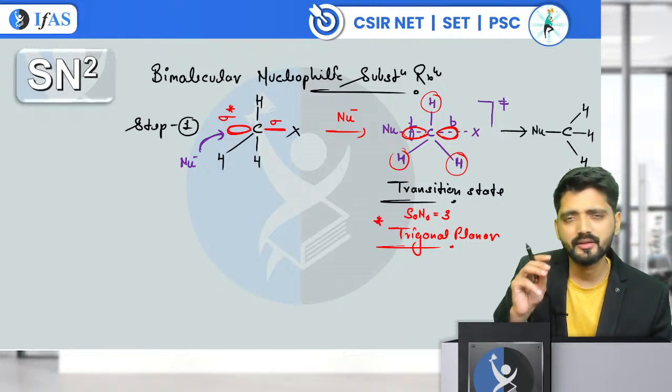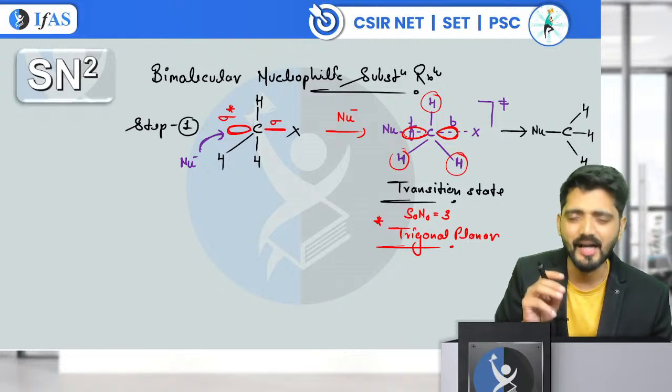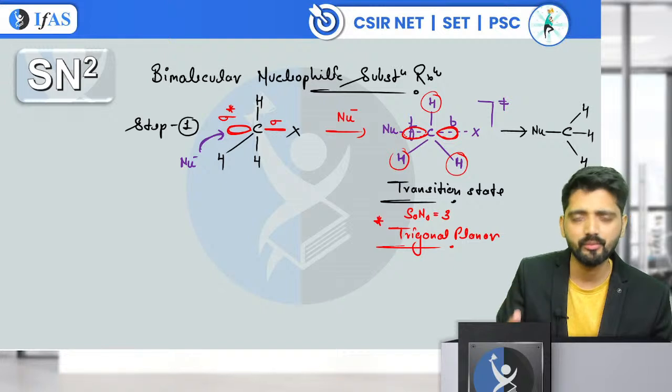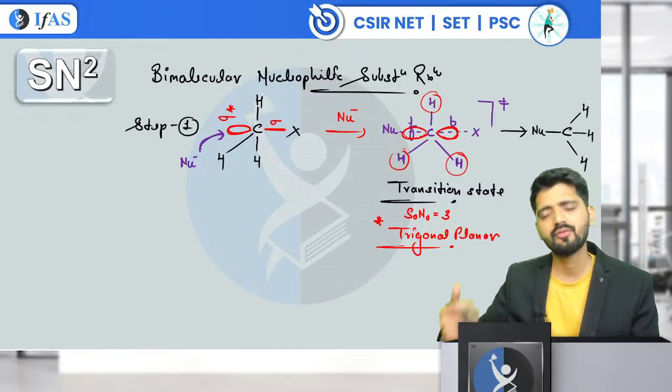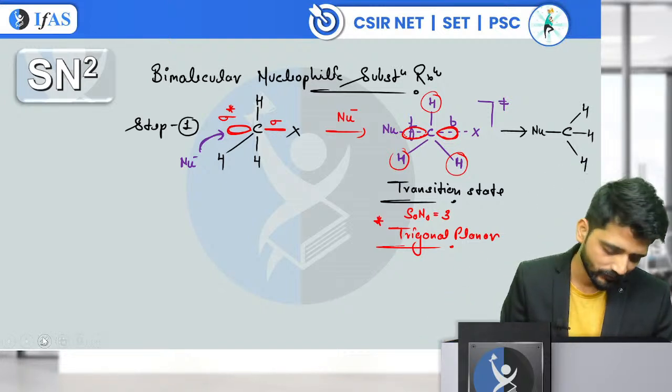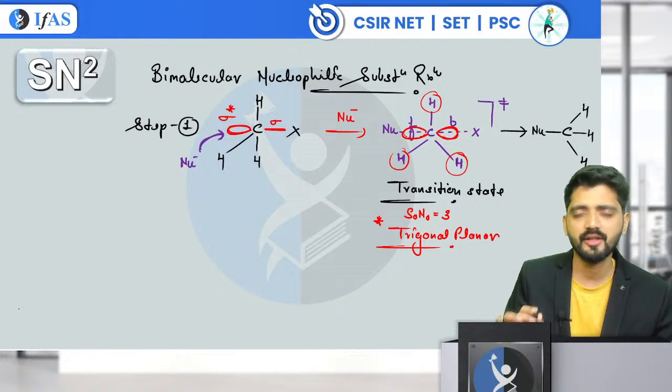Since the center which I have chosen is not a chiral center, I will not be talking about the inversion here, but in further points we will discuss that also. So this is how the transition state looks.